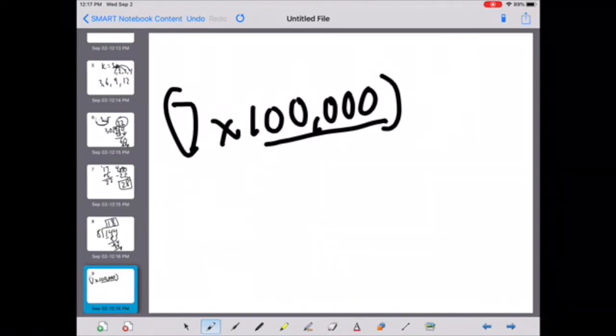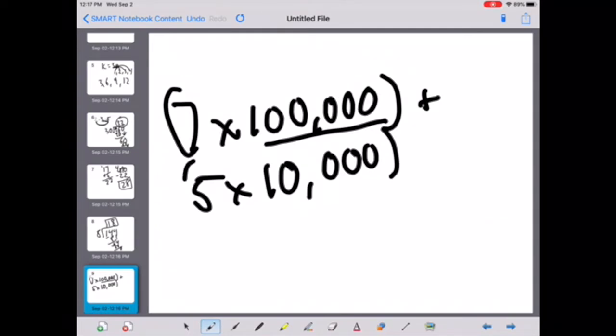I have 7 times 100,000 plus, next number is 5. And it's just right next to it, guys, so I just go, hey, there's 1 less 0. Boom, put it in parentheses. The rest of them are all zeros, so I'm done.